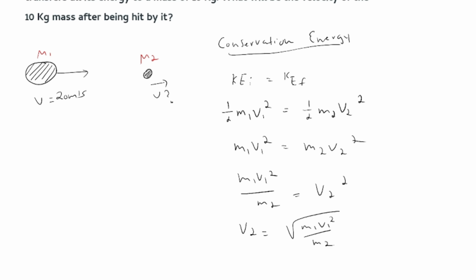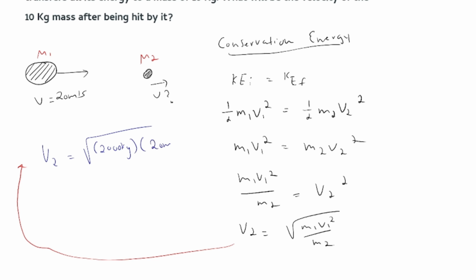Now from this, let's plug in our numbers and figure out our answer. I'll put a little arrow here so I know where I'm going. Our v2, I'm going to put in blue, is going to be equal to the root of mass 1, in this case, 2,000 kilograms. It's in kilograms, so that's great. We don't have to do any conversions. Then we do 2,000 kilograms times the velocity of that object, which is 20 meters per second. Remember, it gets squared, so let's square it. And it's all over mass 2, which is 10 kilograms.